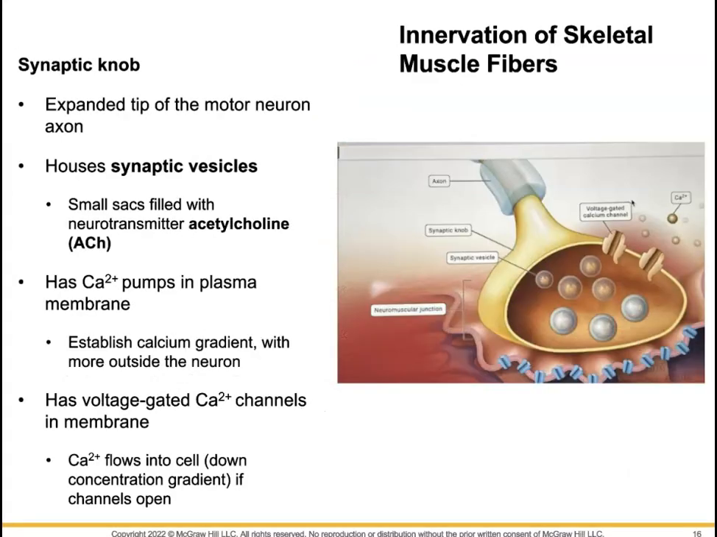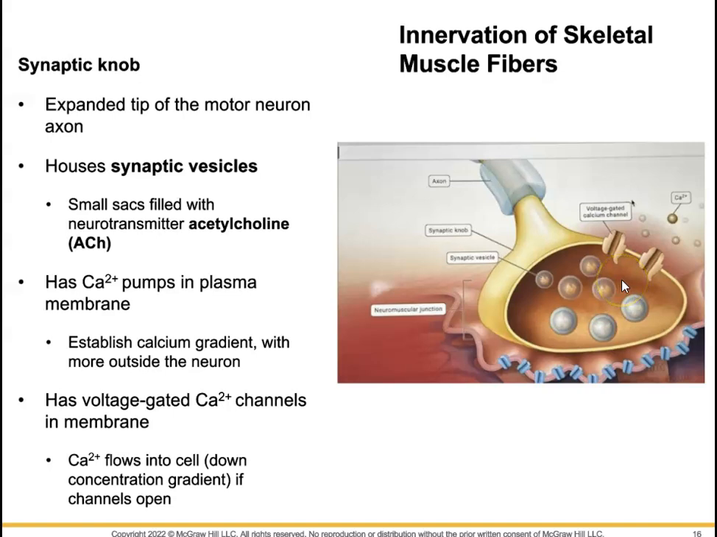Let's look at those 3 structures with a little more detail, starting with the synaptic knob, which is the expanded tip of the axon of a motor neuron. So remember when we saw that motor neuron on the previous slide. So anyway, here is the axon. This is what transmits the nerve impulse from the cell body down to the synaptic knob so that it can cause an action to happen in the next cell. So the synaptic knob, again, the expanded tip of the axon.